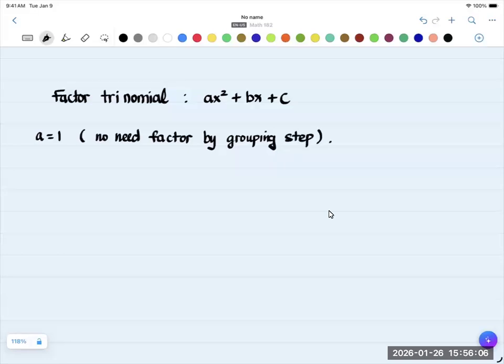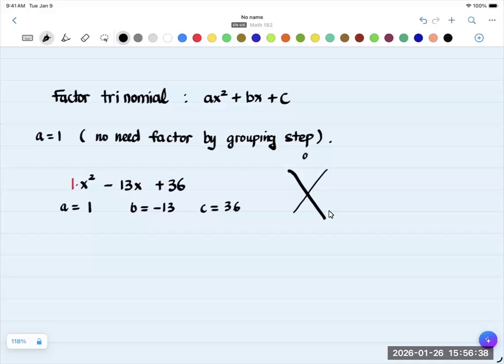Okay, let's see how we're gonna factor. For example, if I have x squared minus 13x plus 36, this is the trinomial, right? My a in this case is 1 because there's nothing in front of the x squared, meaning there's a 1. My b is negative 13, and my c is 36. We're gonna use the AC method still. A times C is 1 times 36, which is still 36, and B is negative 13.